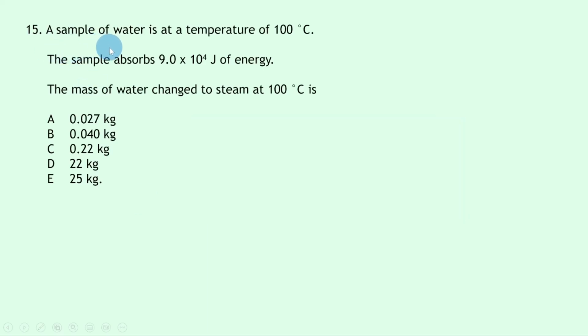Question 15 says a sample of water is at a temperature of 100 degrees Celsius. The sample absorbs 9.0 times 10 to the 4 joules of energy. The mass of water changed to steam at 100 degrees Celsius is... Well, this question here is to do with specific latent heat, and in particular we're thinking about specific latent heat of vaporization because we've got water evaporating into steam. So we can use our equation E equals mL to find the mass m. So writing down E equals mL, you'll see I'm writing L_v for vaporization so that I make sure I'm using the correct value from the datasheet.